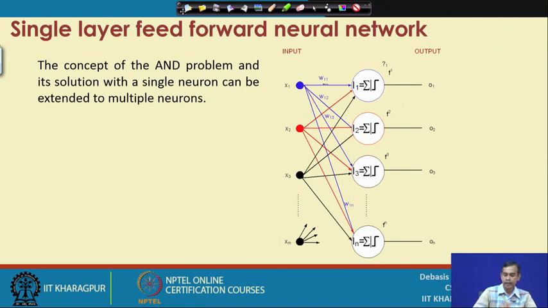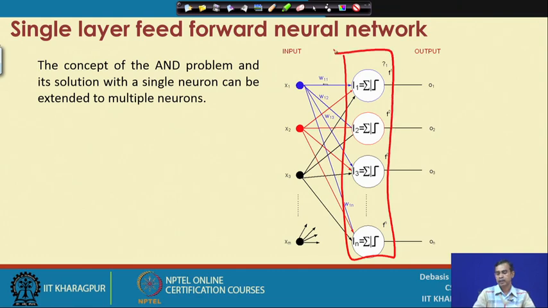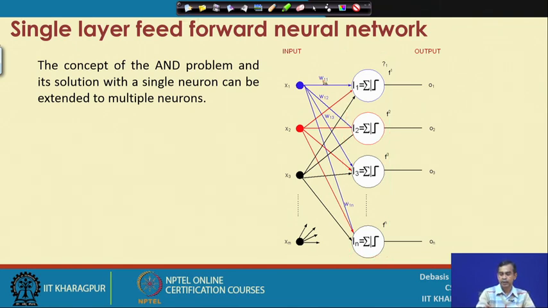Now, here the input that is given will be fed forward to the output. That is why it is called a feed forward neural network, and it is also called single layer, because this is the one layer of neurons. So, that is why it is called the single layer feed forward neural network. In this network there are many weights. So, basically the number of weights involved in this network is m cross n. It is called single layer and feed forward because there is one layer, and the input is connected to one layer only.